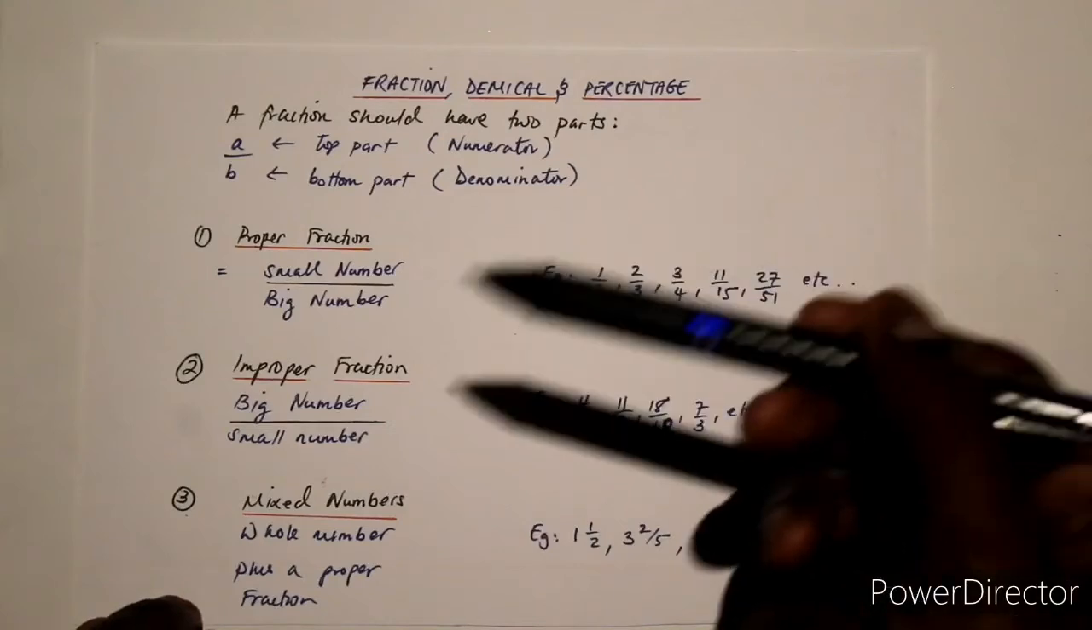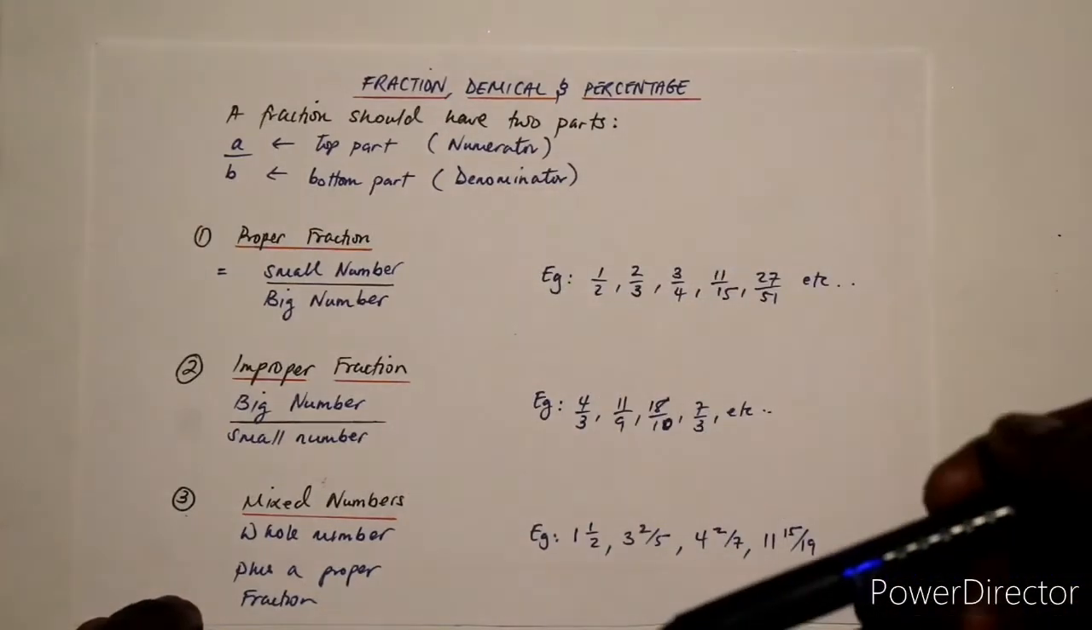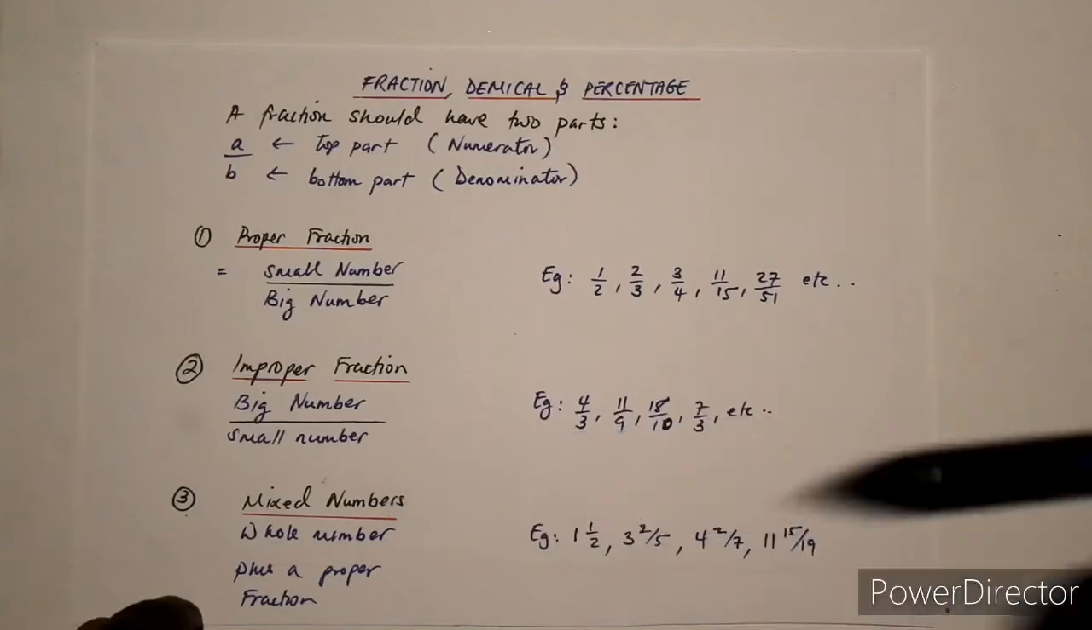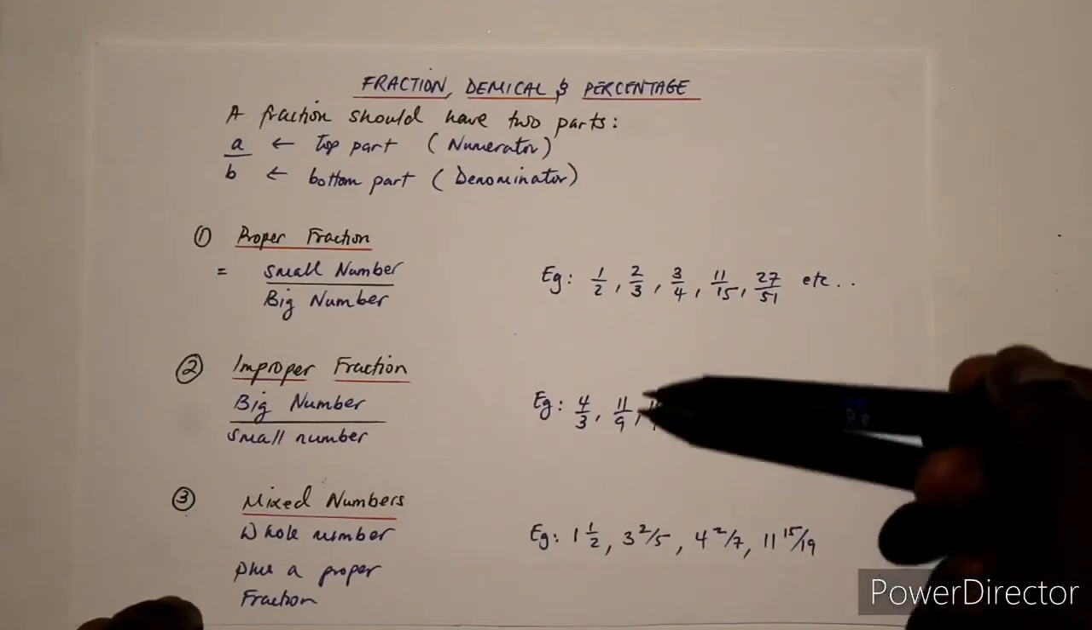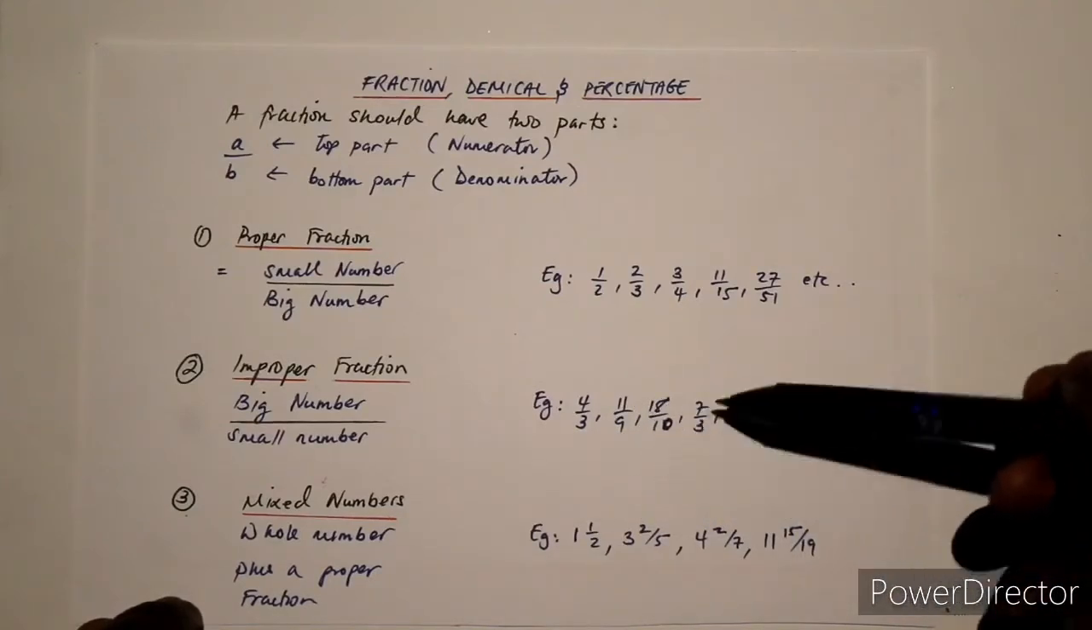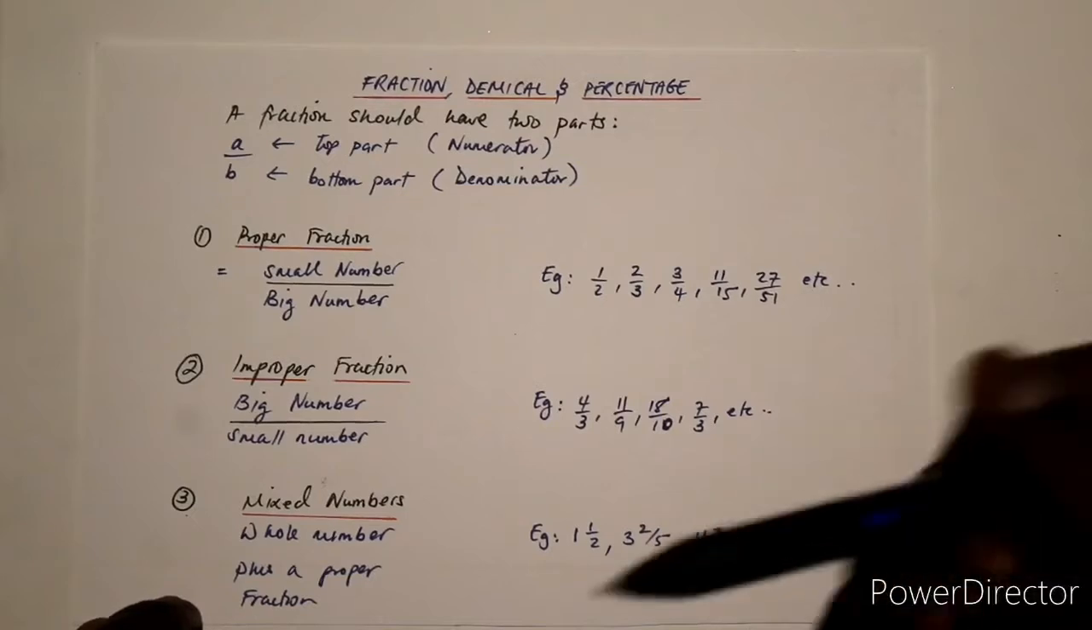When you move to improper fractions, the opposite of proper fractions, we will have a big number over a small number. So we have 4 on 3, 11 on 9, 18 on 10, 7 on 3 and continues.